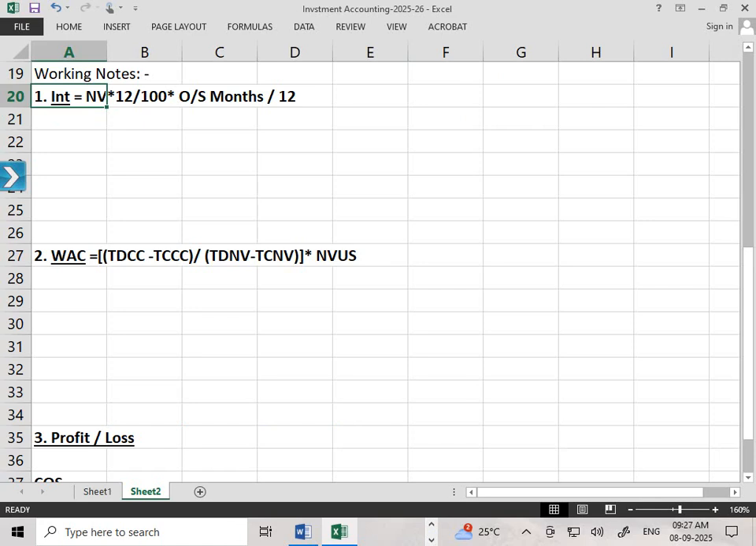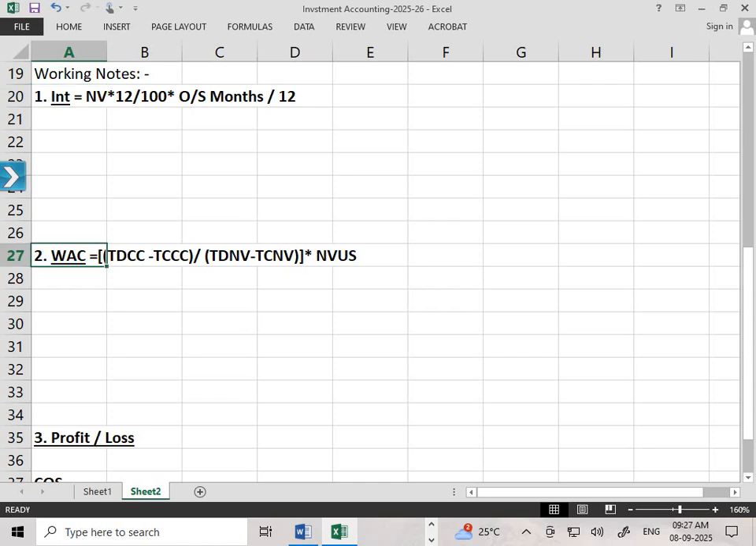There is a formula for outstanding interest: interest is equal to nominal value, whatever the units are, that total nominal value, multiplied by rate. Your rate is 12%, so 12 divided by 100, multiplied by outstanding months from the last due date. Whatever the last due date was, from that last due date you calculate the outstanding months, divided by 12.